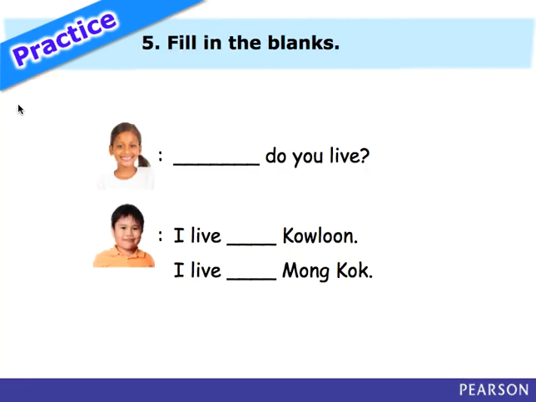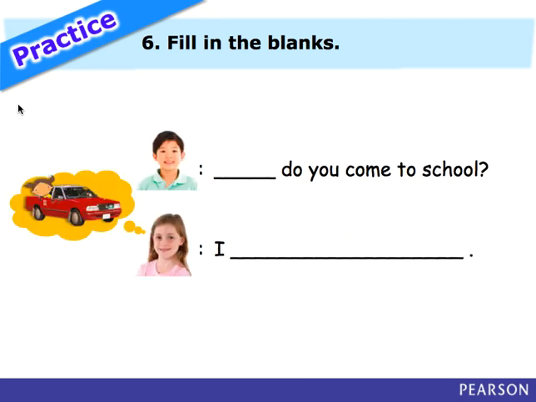Question 5. Where do you live? I live in Kowloon. I live in Mong Kok. Question 6. How do you come to school? I come to school by taxi.